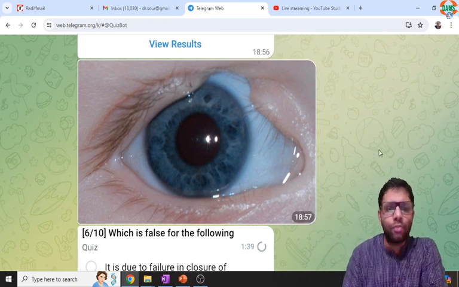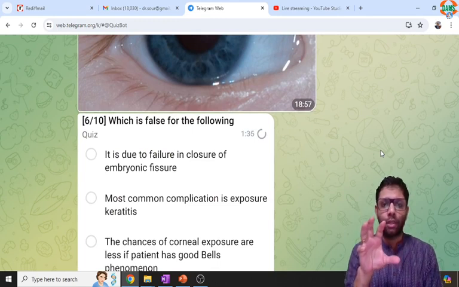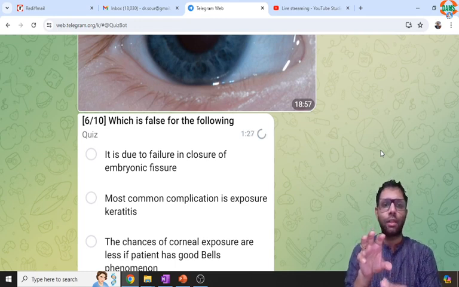But this is not due to failure in closure of the embryonic fissure. The embryonic fissure forms the optic cup, and the optic cup forms the eyeball. So all the eyeball colobomas, like iris, retina, optic disc, lens, are inferior because the embryonic fissure is inferior, closed by 36 days. This eyelid coloboma is not.